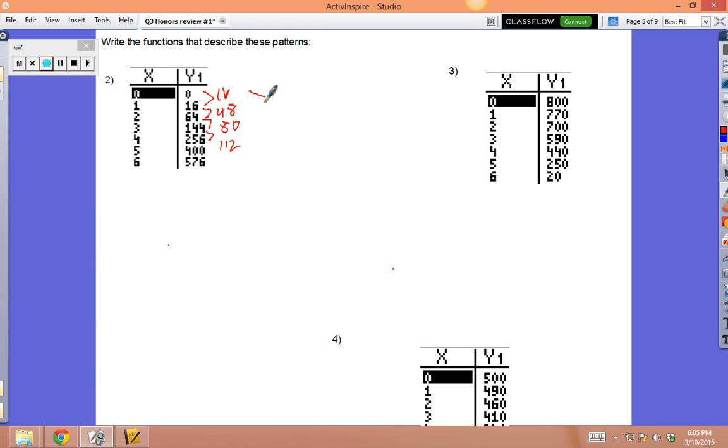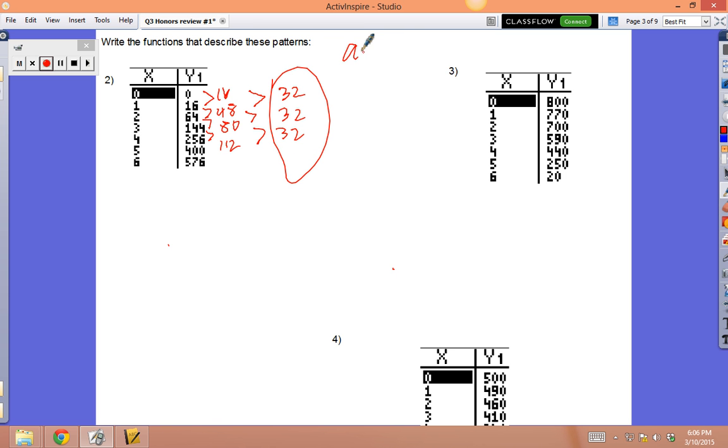So now I'm going to break it down again. The change from 48 to 16, that was 32. The change from 80 to 48, that was also 32. And the change from 112 to 80 was also 32. And this is the feature of a quadratic function. Now I know that it is quadratic because the second time I broke it down, the change was constant.